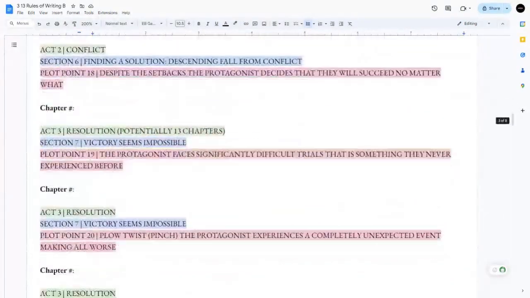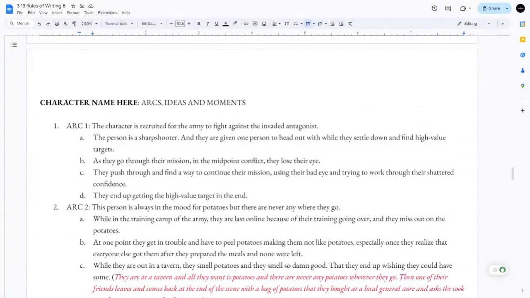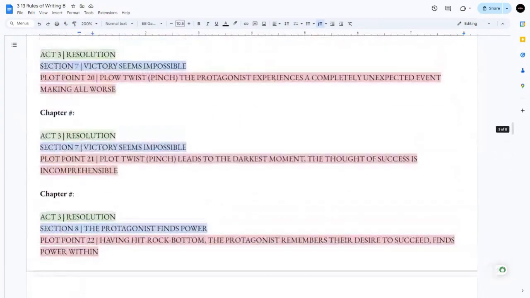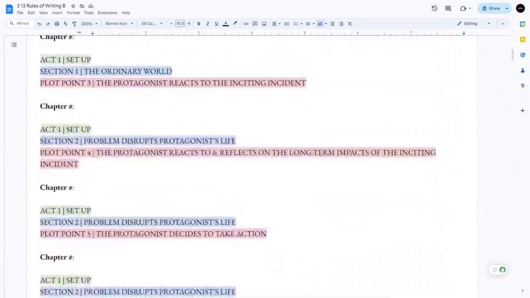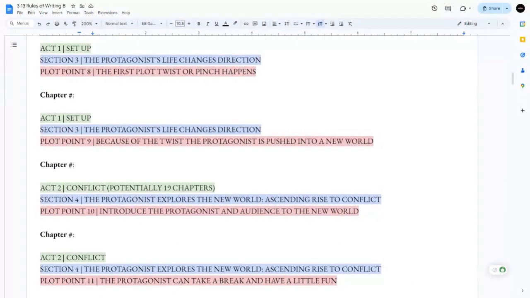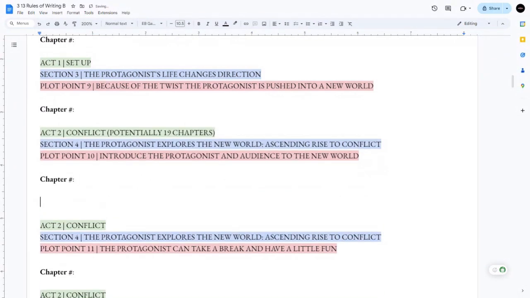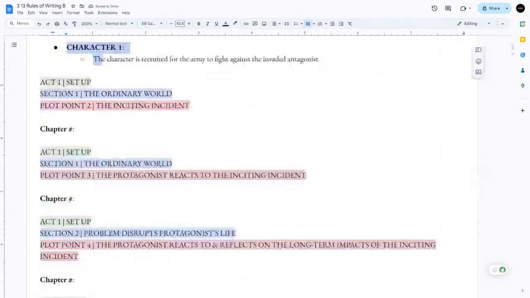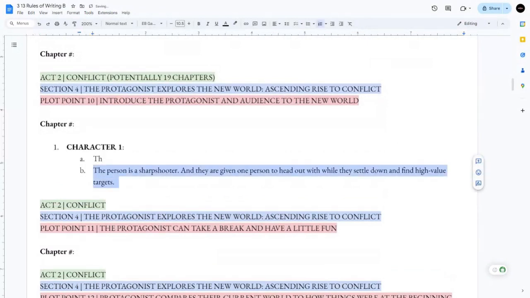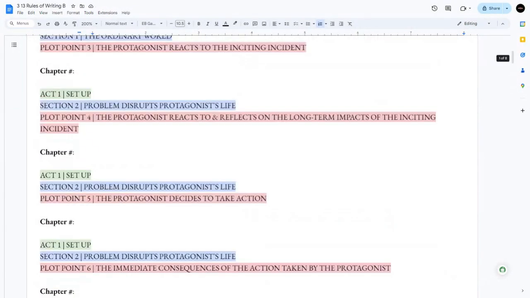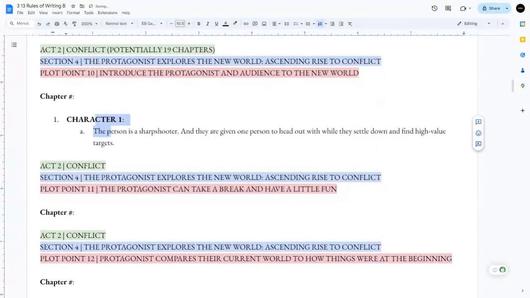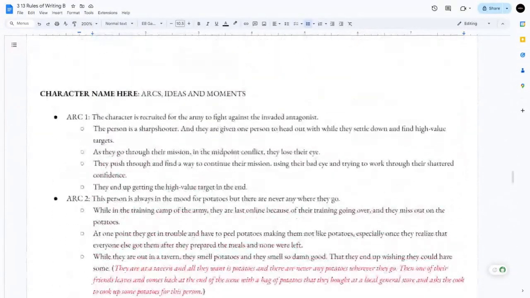Let's go back down. See what else we got here. Okay. The person is a sharpshooter and they are given one person ahead. Okay. So I'm going to make this. That's when the character is pushed into. Maybe that's where this goes. And so I don't have to do it over. Because I'm lazy. Okay. Anyway. I know it looks crazy. I'm just organizing it first, and then I'll go over.